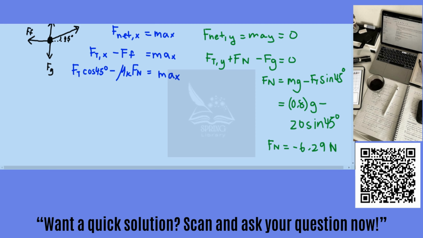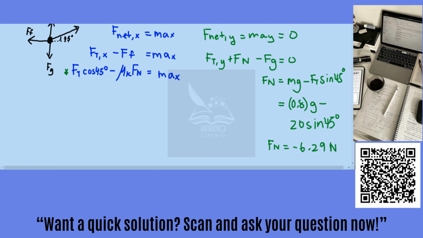Because we assumed that the normal force would be in the upwards direction. It's actually in the downwards direction because the tension force is overpowering the gravitational force. So in order to keep the object from being stationary in the y direction, the normal force actually has to be directed downwards in this case, which is kind of cool.